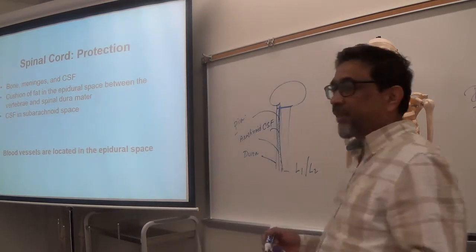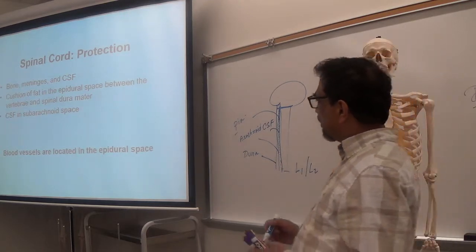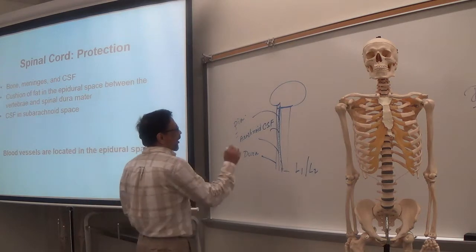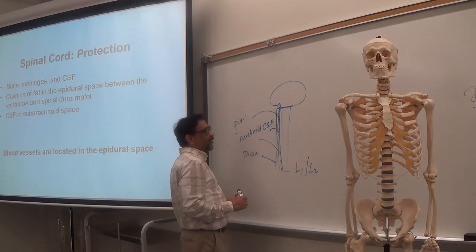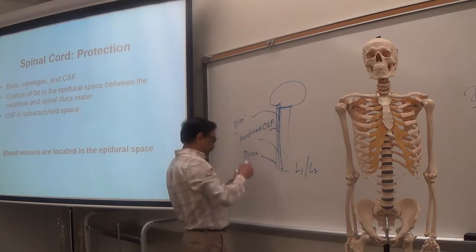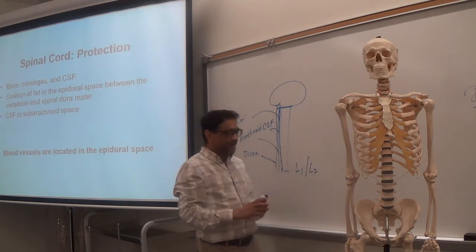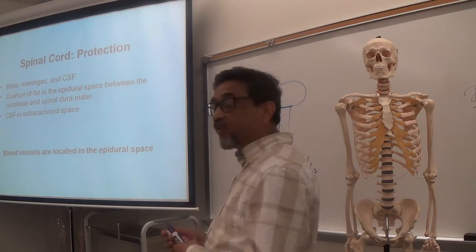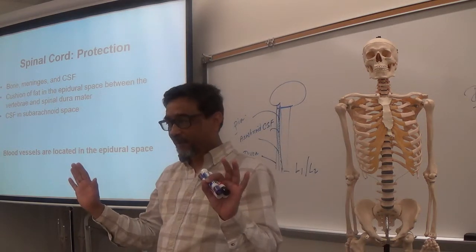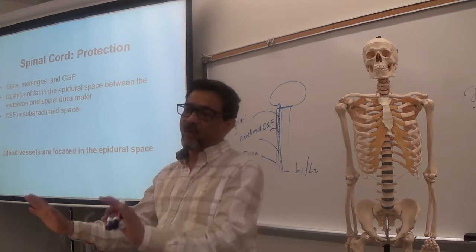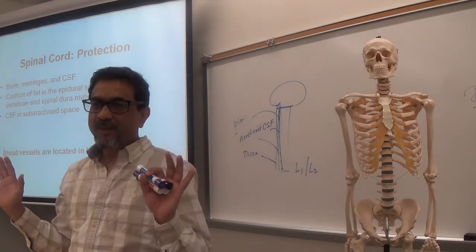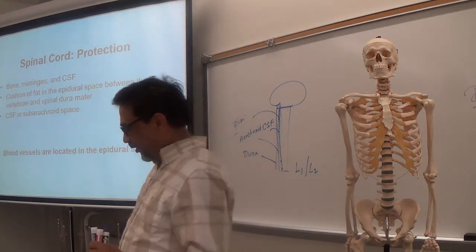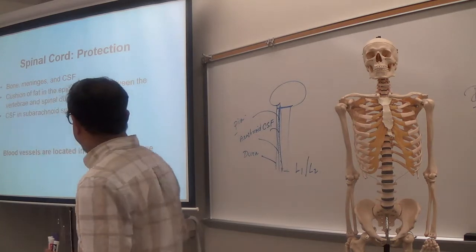Another thing which is a protection of the spinal cord but absent around the brain. What is that? That's called epidural fat. That means you have fats around the spinal cord, but no fat is present around the brain. So fat is only around the what? Spinal cord. Okay? So this is an extra protection to the spinal cord. Okay?